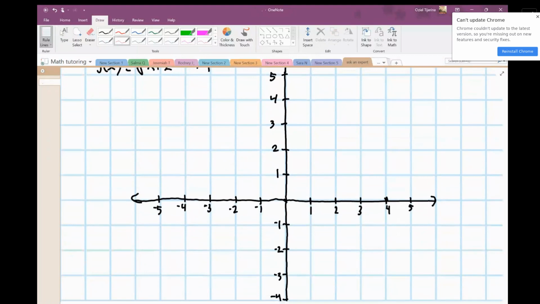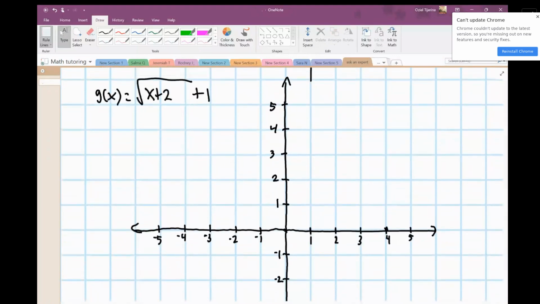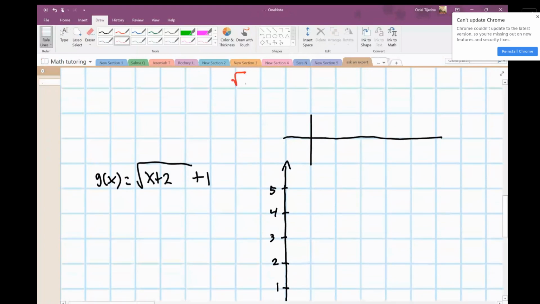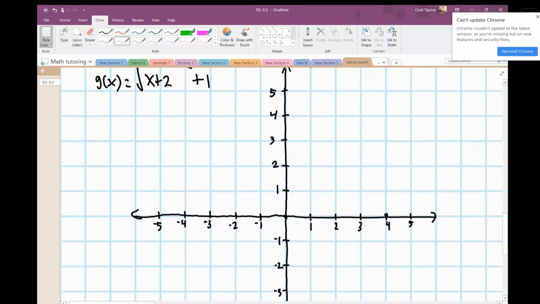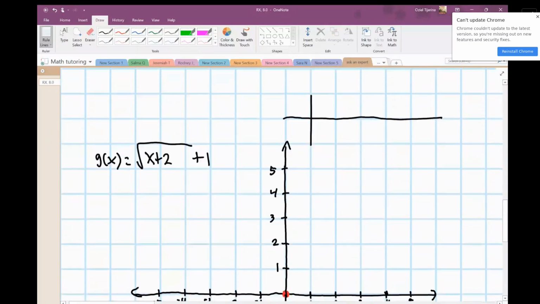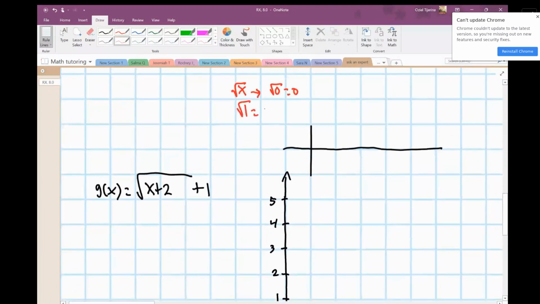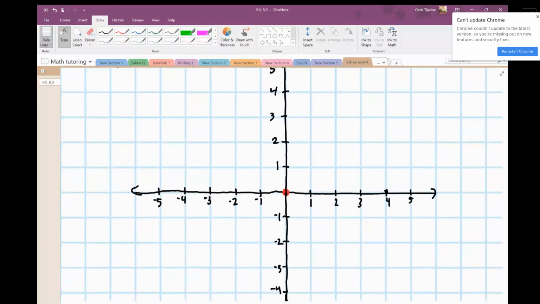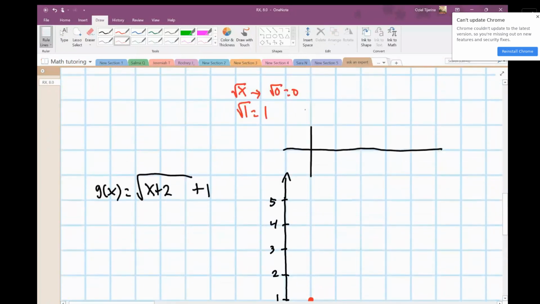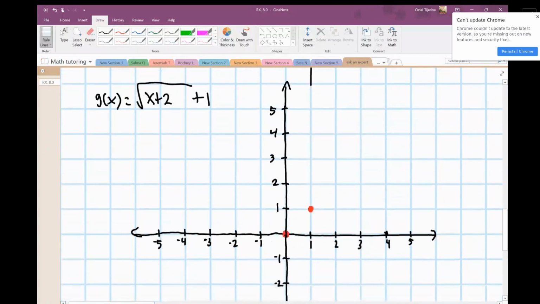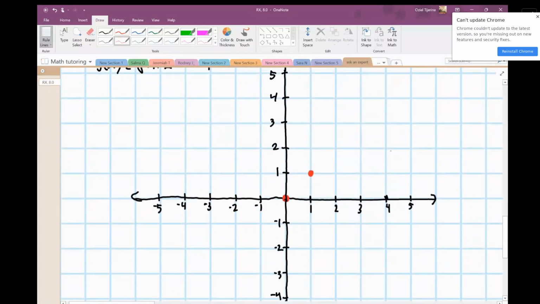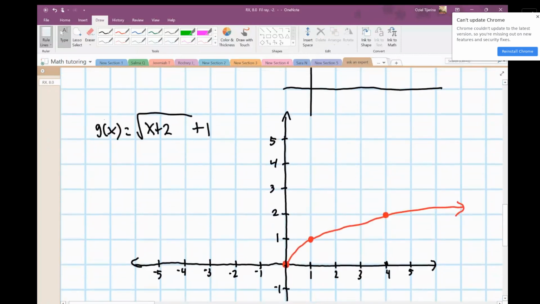So for example, the square root of x, we know that the square root of 0 is 0. So when x equals 0, y equals 0. The square root of 1 in the positive x-axis is 1. And then the square root of 4 is 2. Right? So when x equals 4, y equals 2. And you can do it like this, and you can translate it.